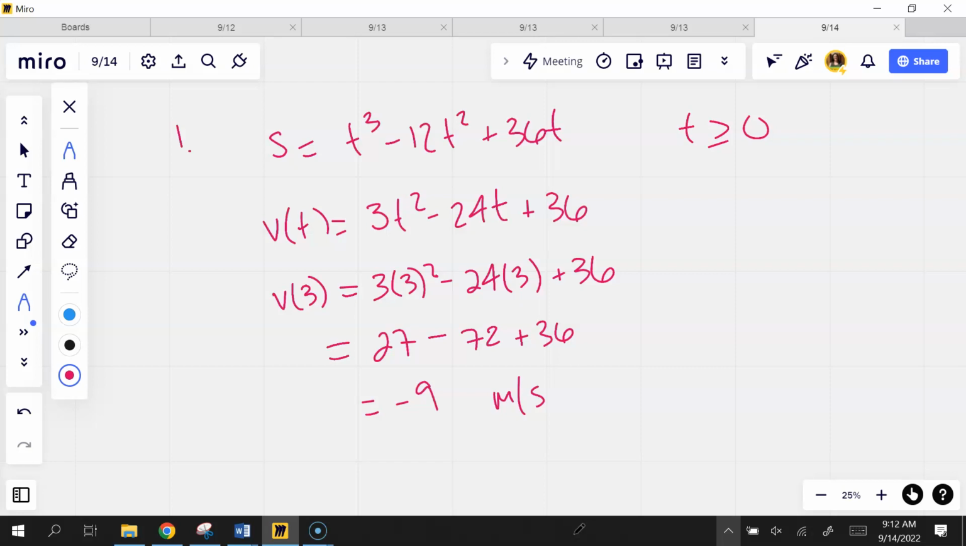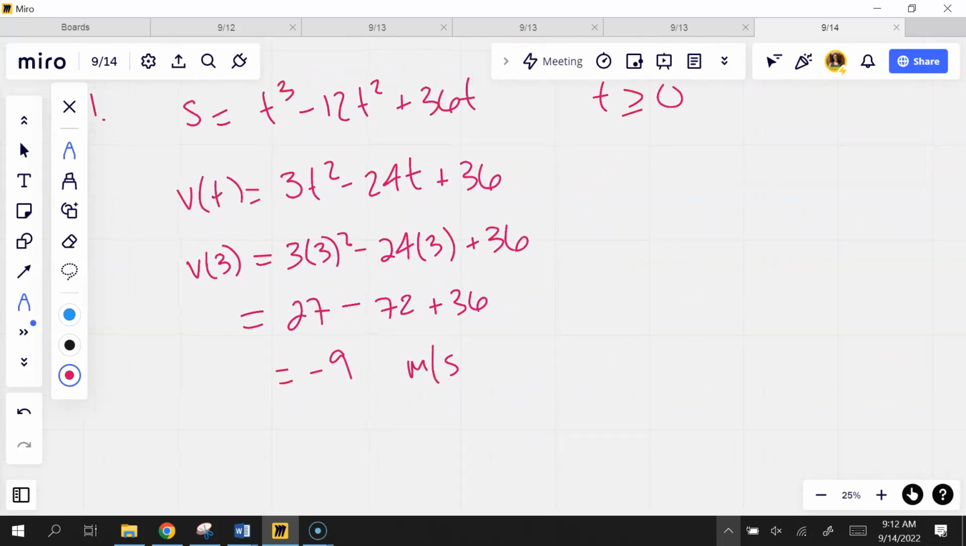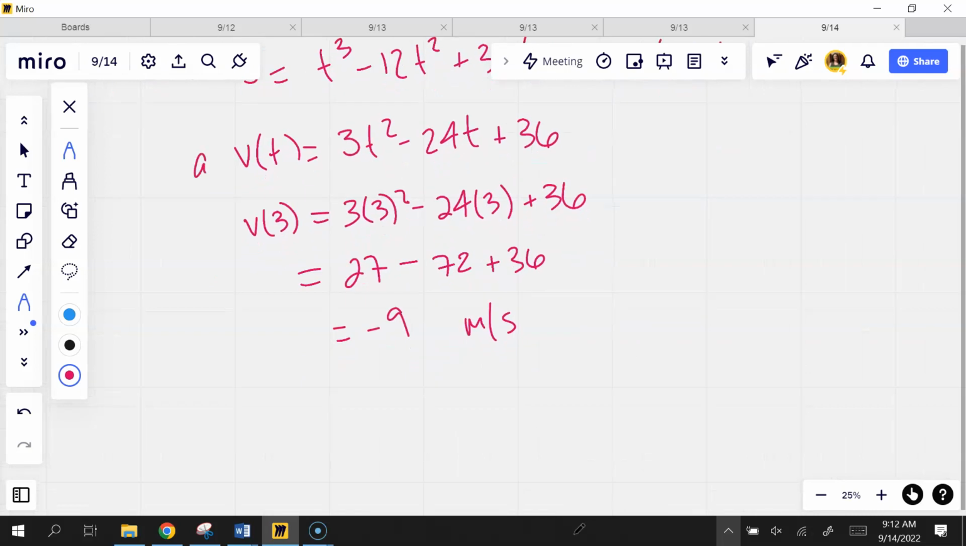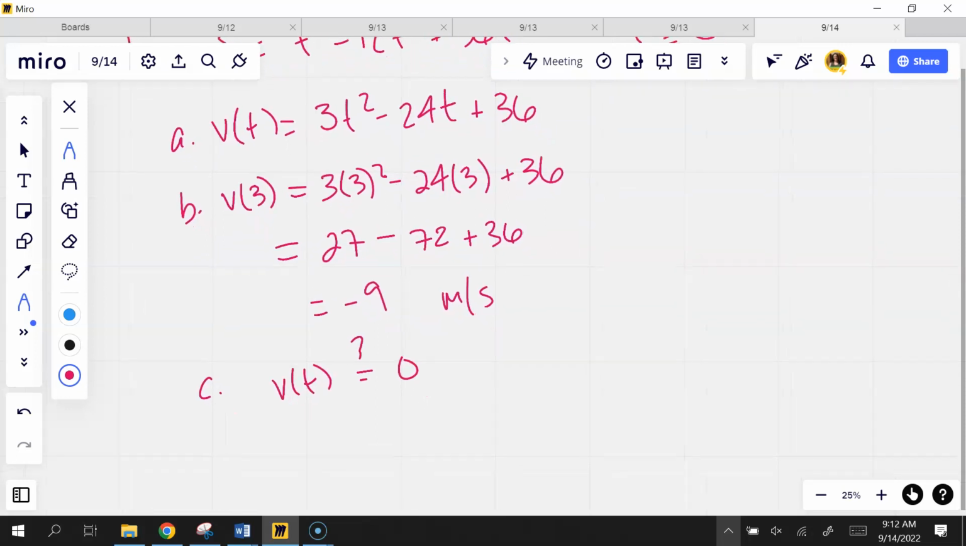So what y'all got? I'm sorry I didn't have answers for these. I hadn't worked them yet. When is the particle at rest? So what happens when the particle is at rest? What am I looking for? Velocity of 0. So let's see, this is A, this is B. When does velocity equal 0? That's my question. So I've got the velocity equation, so I'll just set it equal to 0.